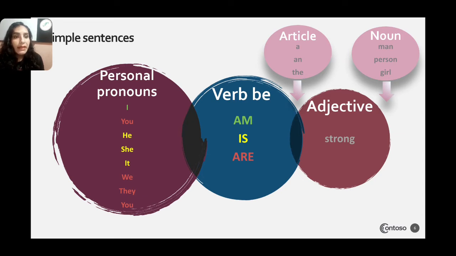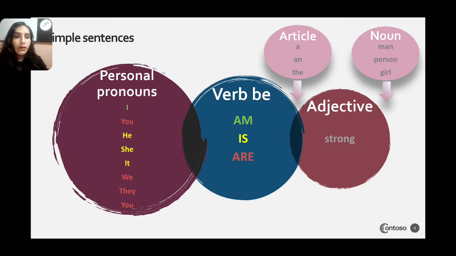We have more examples of articles. In English, we only have 3 articles: a, an, and the. Okay? Only those 3 are the articles in English. And the nouns, we have man, person, and girl. ¿Se acuerdan cuáles son los sustantivos? Pueden ser nombres de personas, cosas, lugares, animales, objetos.